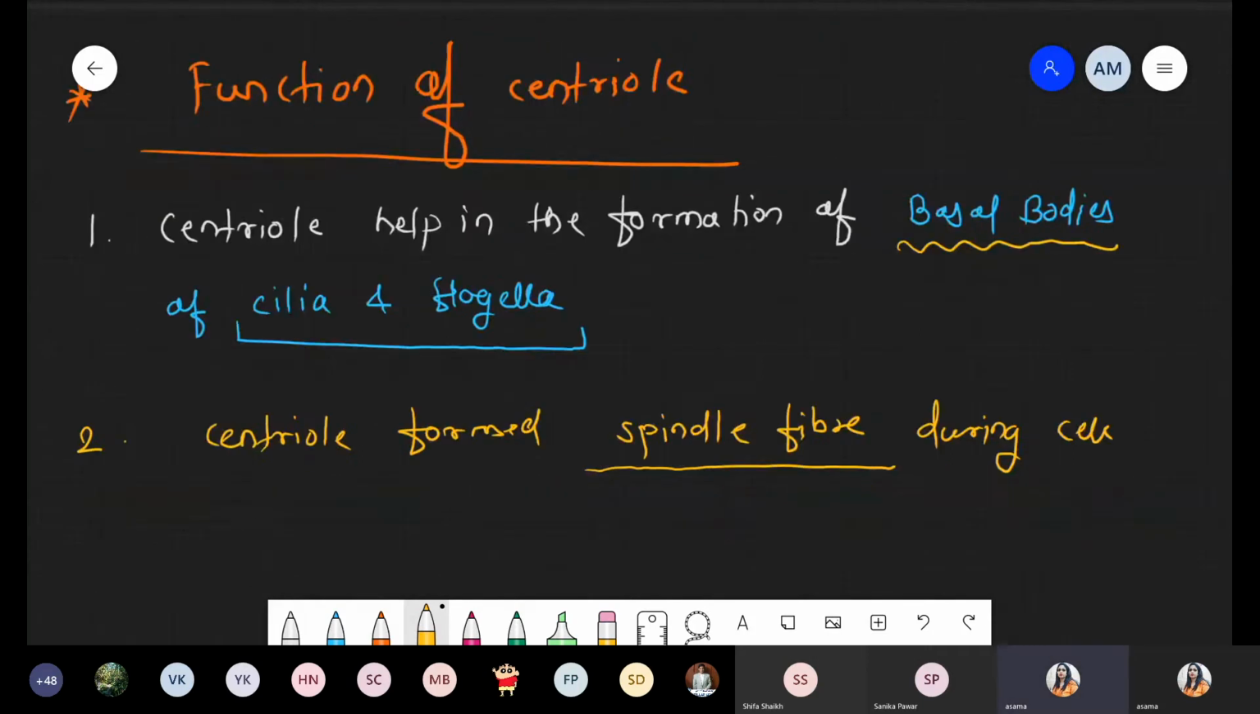After this chapter, we start with the plant kingdom, because it's quite large. And after the plant kingdom, we take up cell division. At that time we again discuss what the centriole is, what the spindle fiber is, and how it helps the cell division.